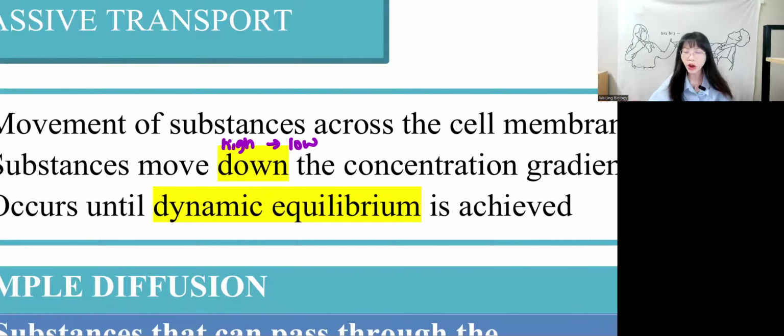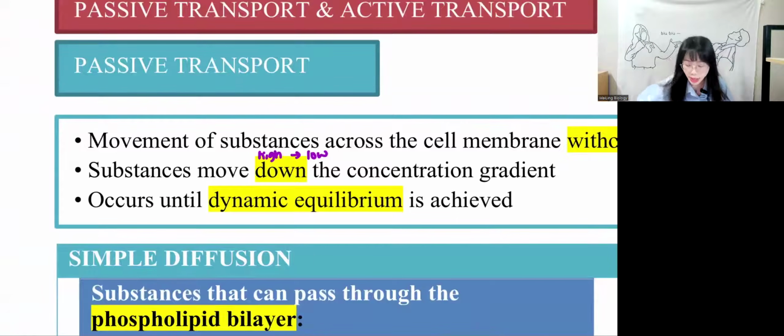Things will always move from more water to lesser water, more carbon dioxide to lesser carbon dioxide, more oxygen to lesser oxygen. This is high to low. So in the exam, you can choose high concentration gradient to low concentration gradient, or you can just use down the concentration gradient, or you can choose the words along or follow the concentration gradient.